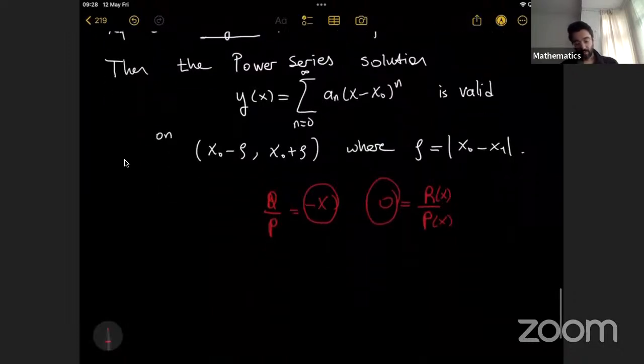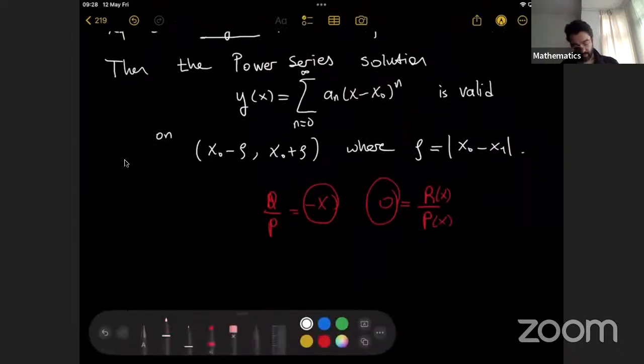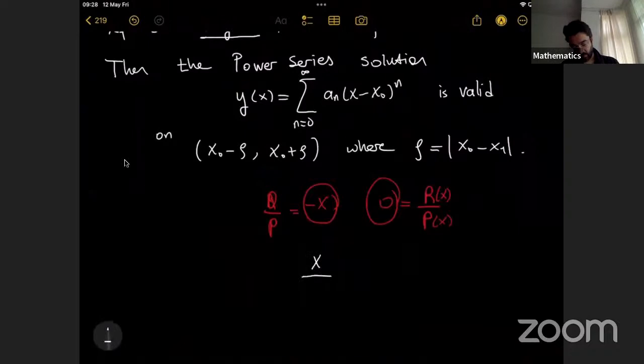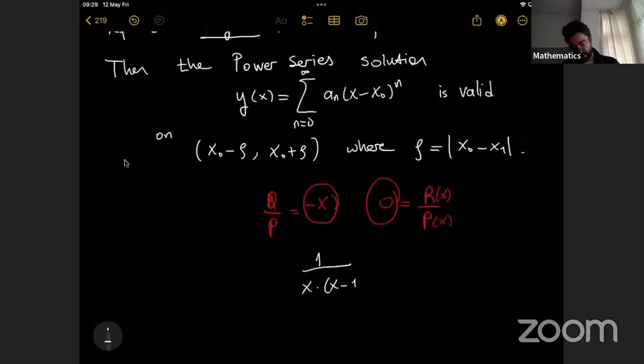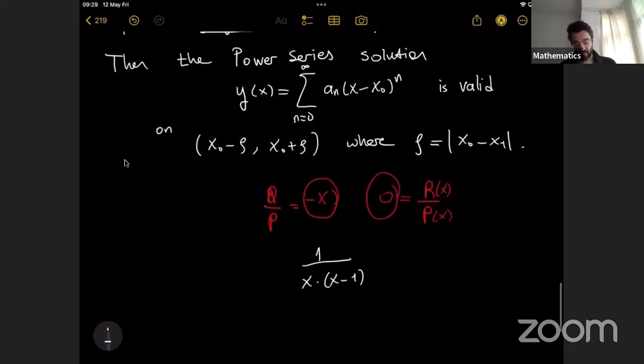But think of a function like 1 over x times x minus 1. Here we have two singular points, 0 and 1, because at 0 and 1 the function is not defined, so they are singular points. You cannot write the series expansion at 0 and 1 because the function is not even defined at those points. So 0 and 1 are singular here.